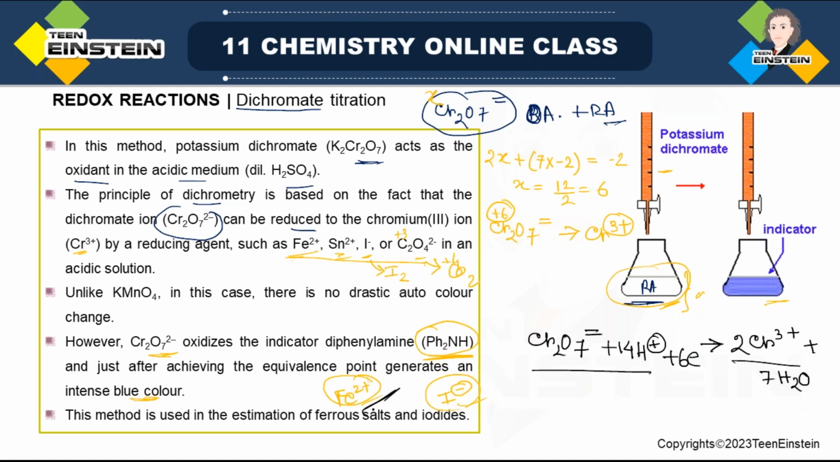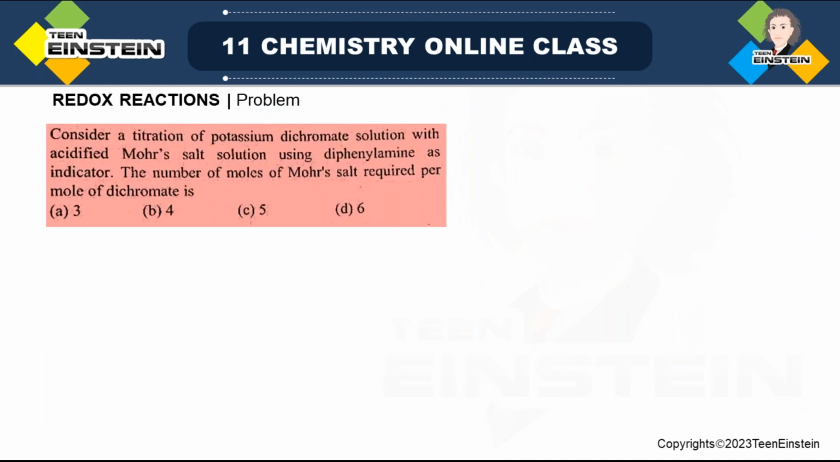Now whether you have taken Fe2 plus or I minus, the other reaction will vary. Fine. So this is the half reaction. Now when we solve this problem, you will be able to understand the whole balanced equation, and how we are getting there.